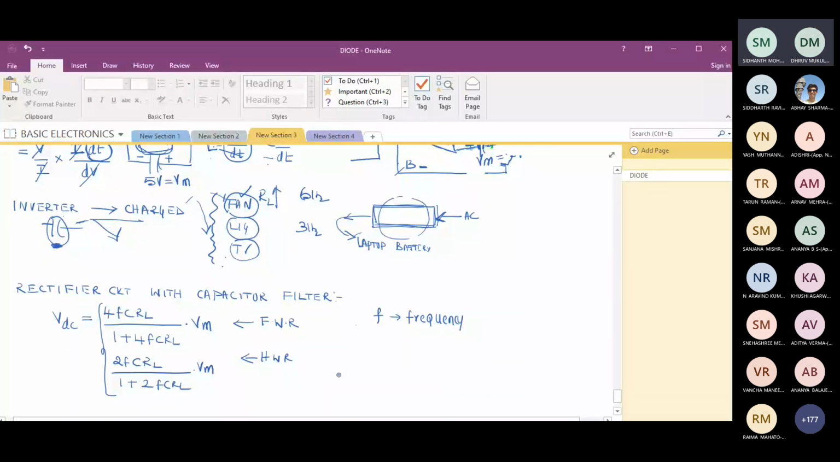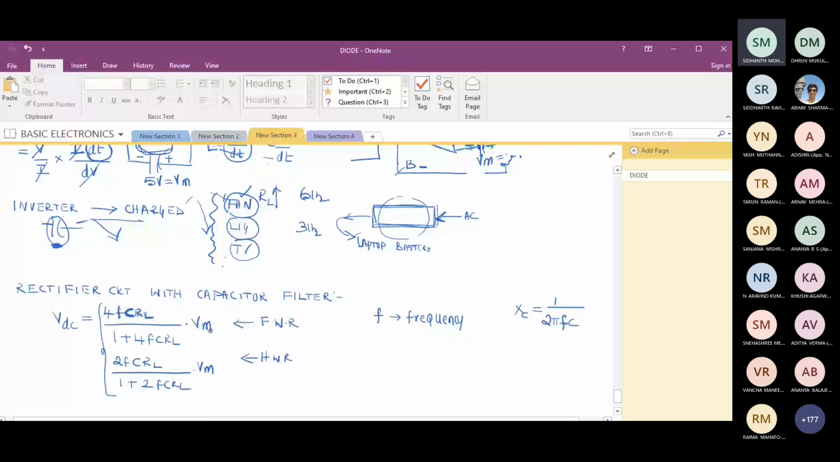Now, why does this frequency F come into the picture? The reason is we have connected a capacitor. Capacitive reactance XC is dependent on frequency F. Since we have connected a capacitor here, in the expression for VDC we get 4 times frequency F, the capacitance value C, into RL, the load resistance, multiplied by the peak value of the input voltage. This VM is the peak value of the voltage we have applied.